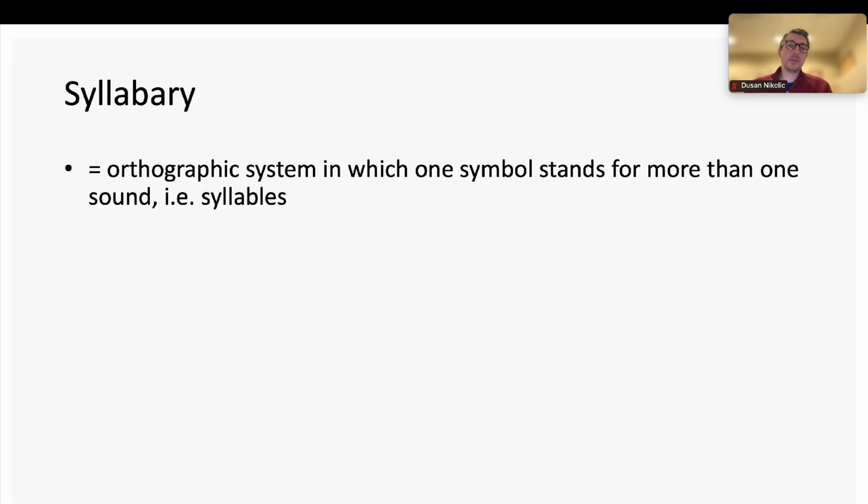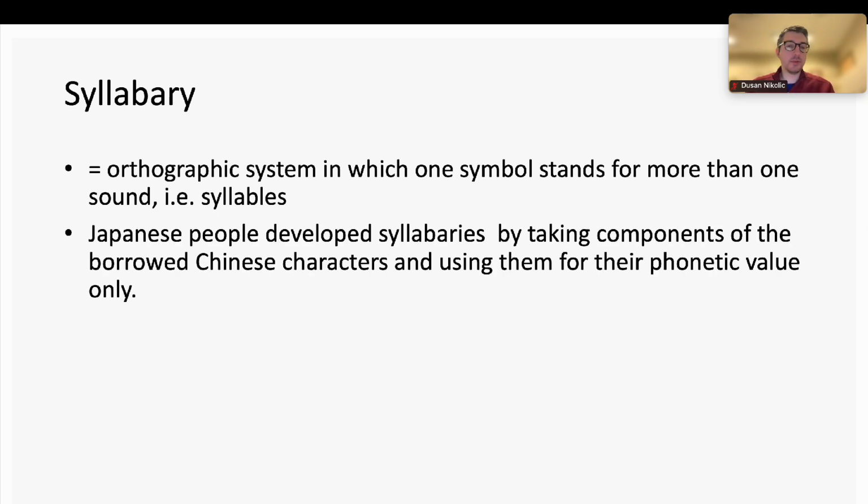Another orthographic system that exists in the world is syllabaries. Syllabaries are systems in which one symbol stands for more than one sound, that is, syllables, but still doesn't stand for a whole word or idea or concept, but syllables. So for example, in the name Starbucks, how many syllables do we have? Starbucks, basically two. We would have two symbols for that word.